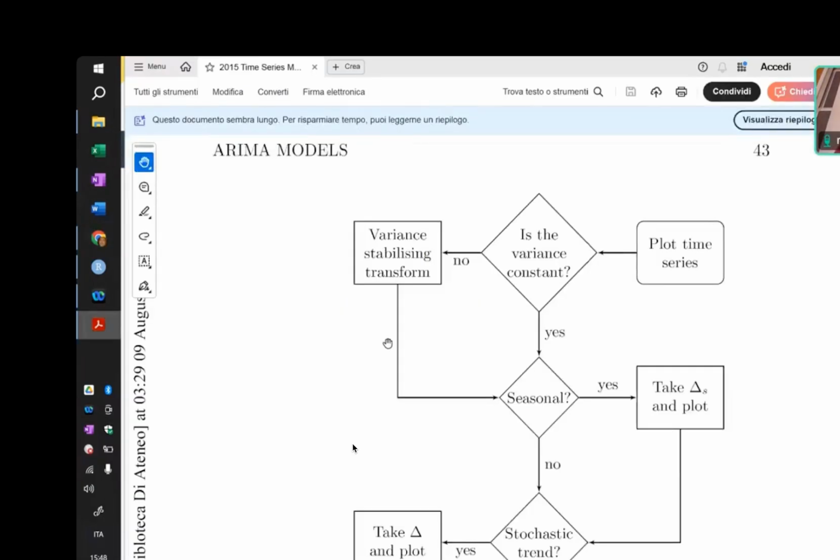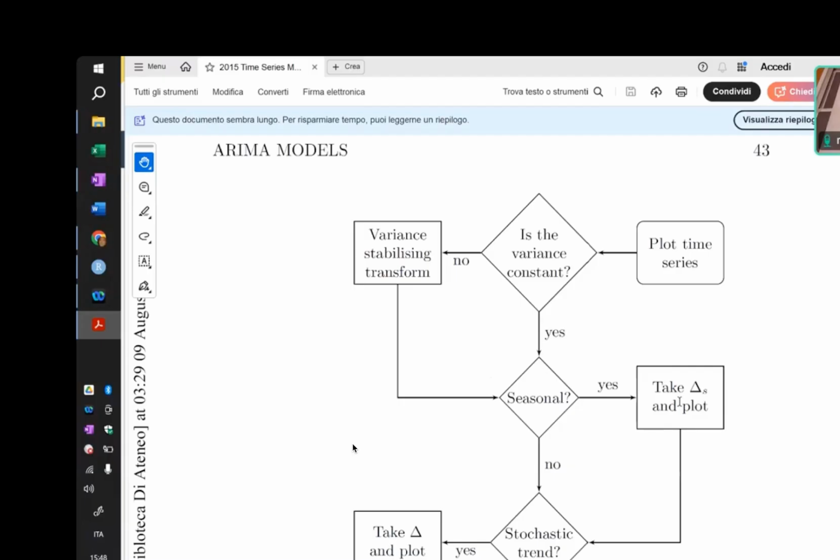Then the second question I ask myself when I see a time series is: is there a seasonality? Because if there is a seasonality, in real time series, it means the mean is not stationary, because, for example, a given month has a different expected value than another month. And so the mean is not constant. If it's seasonal, you can take the seasonal difference, and usually you get rid of that feature.